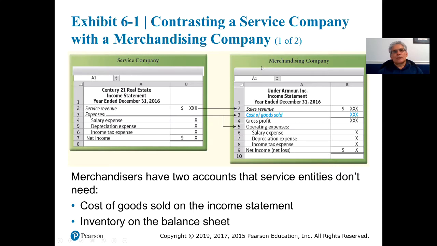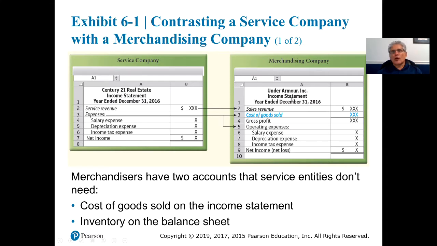In other words, there are some things that you're going to actually account for in a merchandising company that you don't in a service company. And so immediately we'll take a look at a financial statement of a service company and compare it to a merchandising company. As an example here, Century Real Estate, that's a service company. You see you have service revenue and then you have expenses.